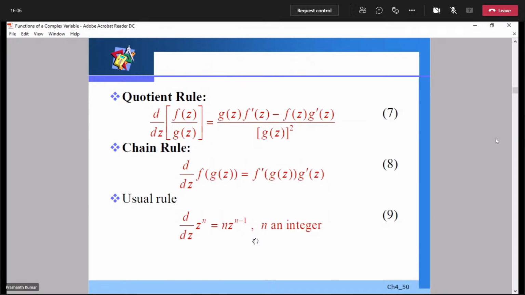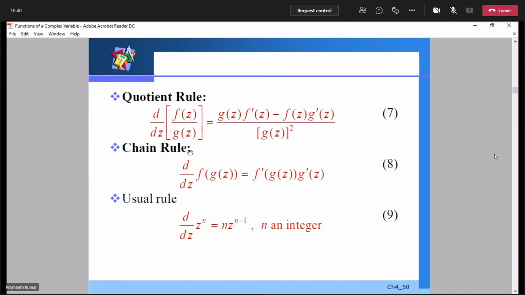Next, quotient rule, the u by v rule. For two complex functions, whenever you differentiate, that is equal to g of z into f dash z minus f of z into g dash z, by g of z, the denominator value you take as a square. This is what we call the u by v rule in real variables. The same thing we apply in complex variables.